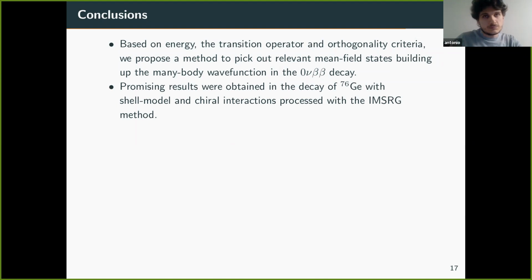And we have obtained very promising results using a shell model interaction for our benchmark, but also with a chiral interaction for which a full calculation wasn't available for us. And still we observe a very good convergence towards reasonable values of the nuclear matrix elements, which led us to believe that this method is working properly. And now we're working with it in density functional theory applications.